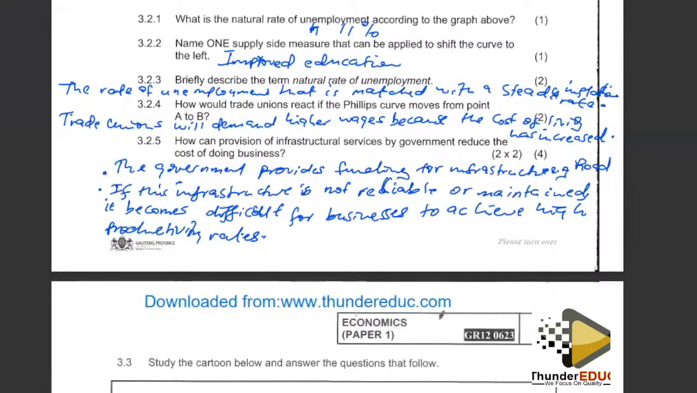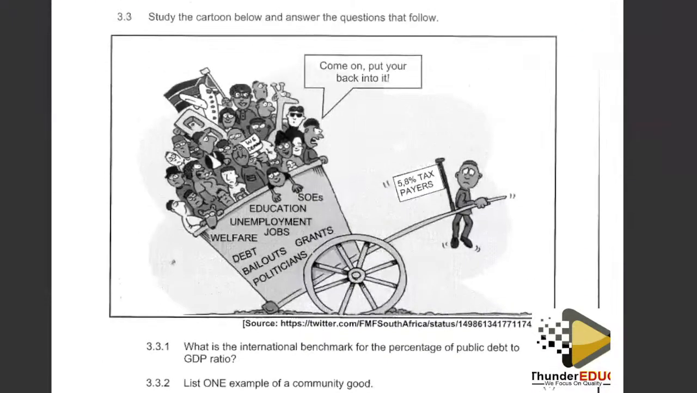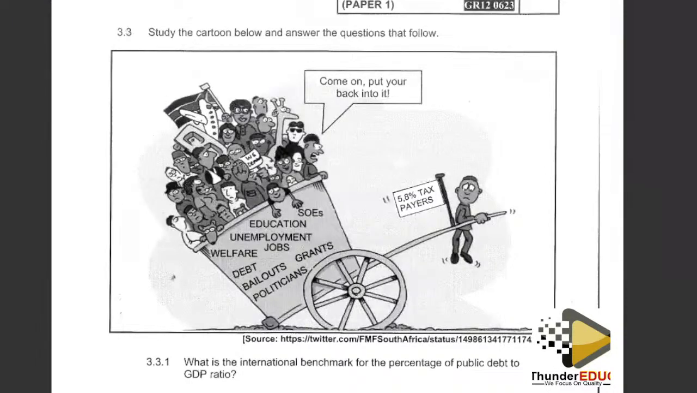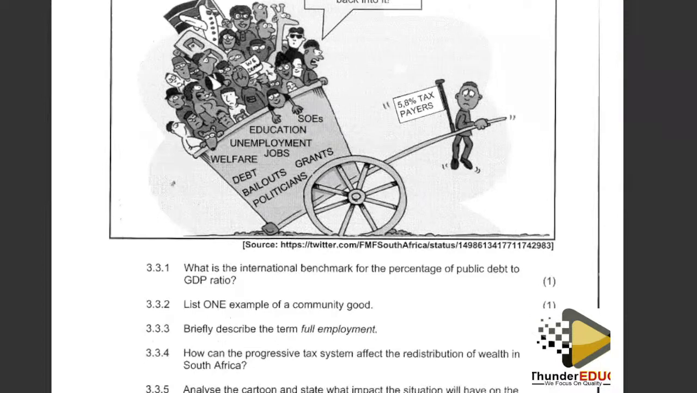Okay, grade 12. So now let's move on to the next question. Question 3.3 reads as follows. Study the cartoon and answer the questions that follow. So you read the cartoon, you check what is going on in the cartoon. Then from there, we deal with the questions that follow. The first question says, what is the net international benchmark public debt percentage GDP ratio? It is given there as 60%.